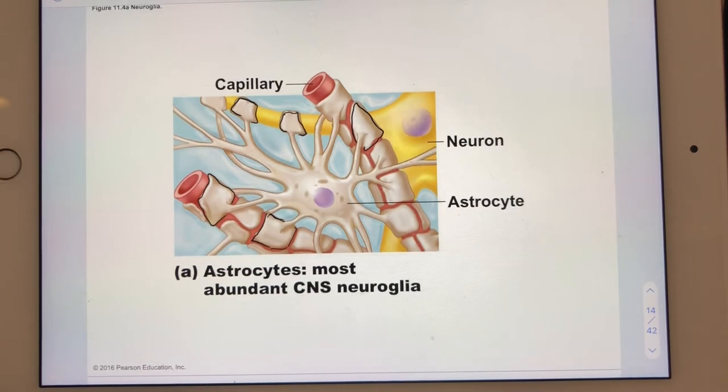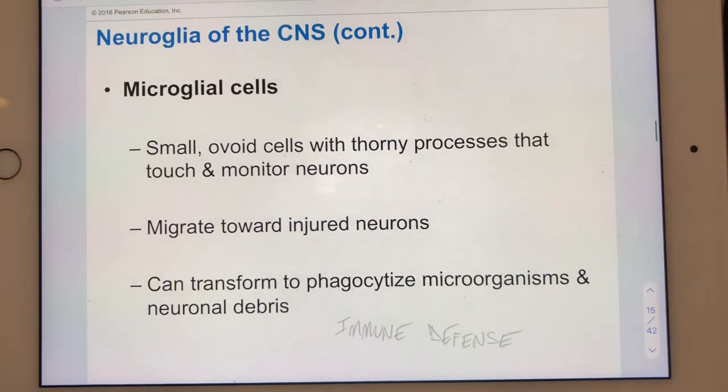Next, microglion, which would be singular for microglia. Microglia are fairly small, oval-shaped, but they have what looks like spikes or thorns projecting from them. So they kind of look like something that would be really painful to step on. And they are the specialized immune cells of the central nervous system.